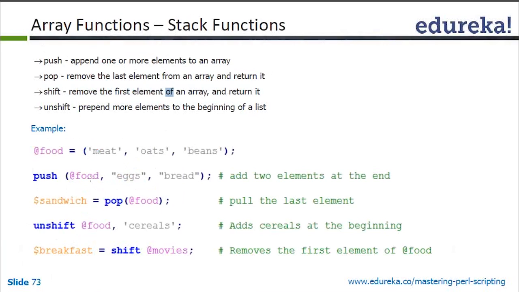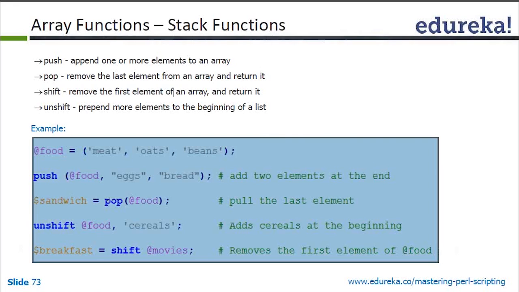So when we have food equal to meat, oats, beans, push food, eggs, bread. We are adding two more new elements at the end, because normal push is like a normal stack implementation, where you can think about plates. You are putting plates one above the other. So when you do a push, you push at the top, which is at the end. But when you do a pop, it will give you the last element, so it will give you the last plate.